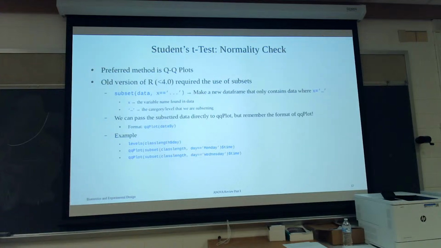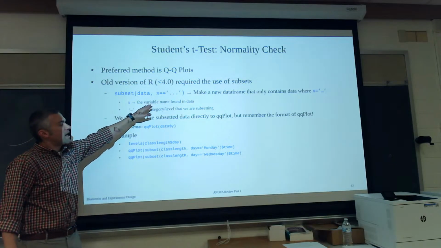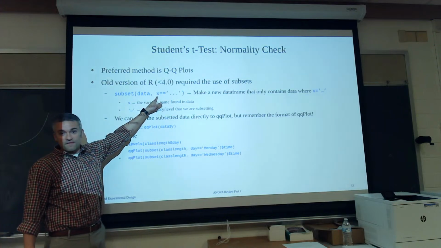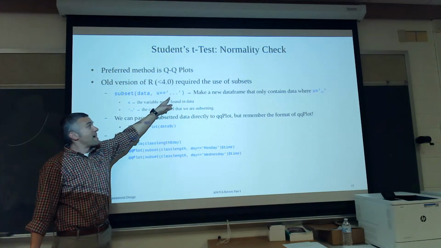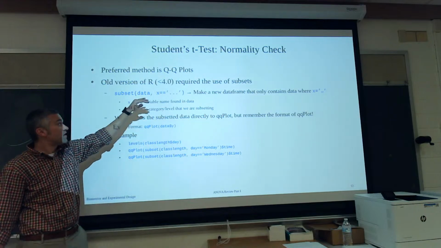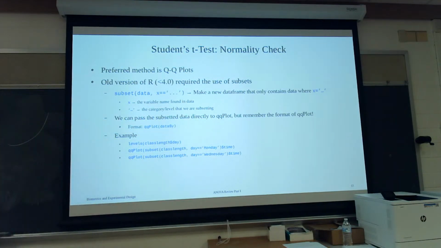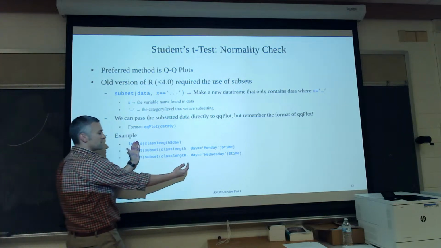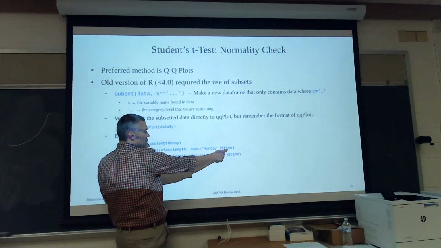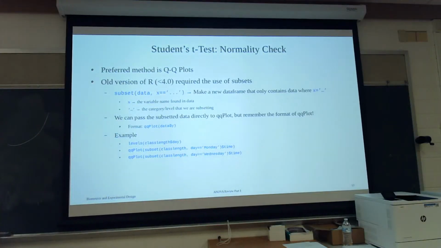All right. So Student's t-test normality check. The preferred method is qplot. Our old method used to be subsets, and this is how we do it. The subset function takes a data frame and pulls out all of the rows where some variable we're interested in matches some category, and it returns a data frame. Then we take that data frame and use our $ to reference a variable within it to make our qplot.